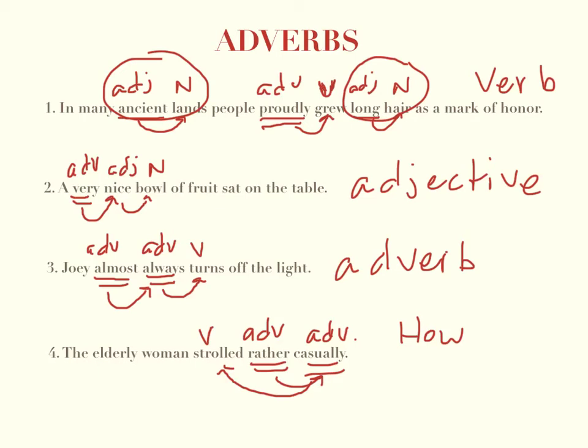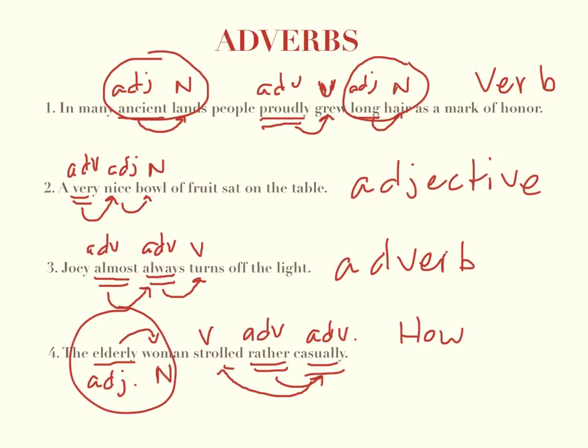And let me just point out that elderly, and if you notice, it ends in ly, right? But elderly is an adjective, not an adverb. Why? Because it's modifying woman, and woman in this sentence is a noun. And remember, adverbs don't modify nouns, but adjectives do. Right? That's their job. Adjectives modify nouns. What kind of woman? An elderly woman.